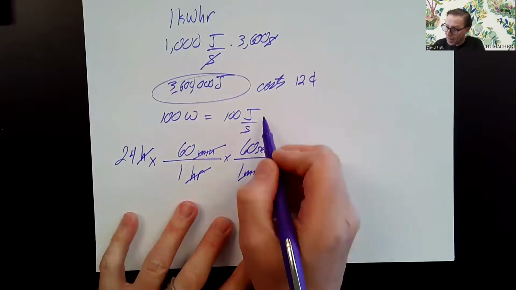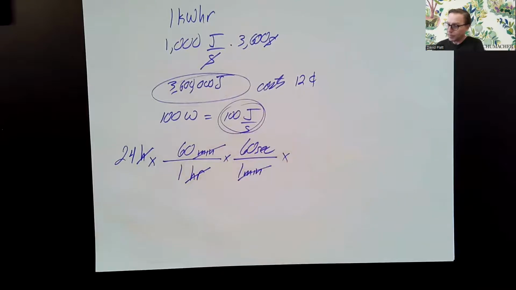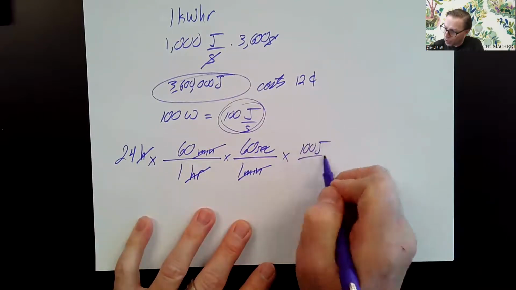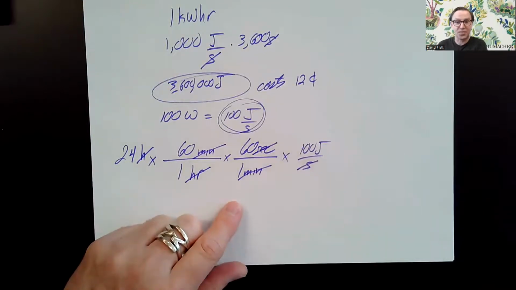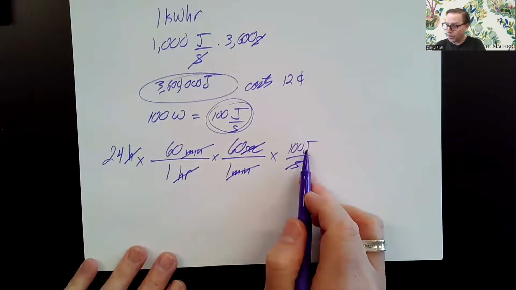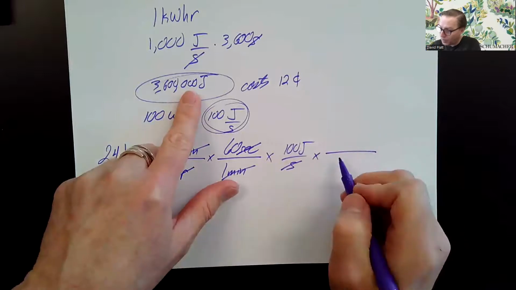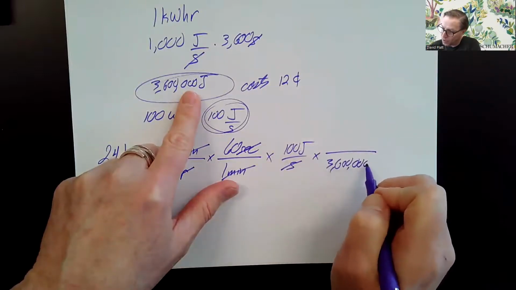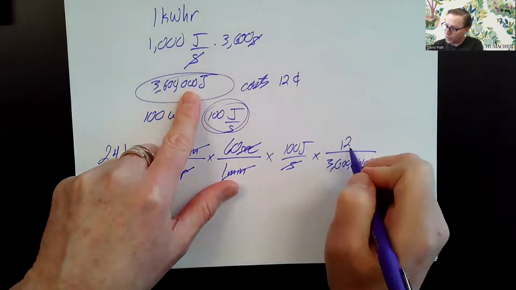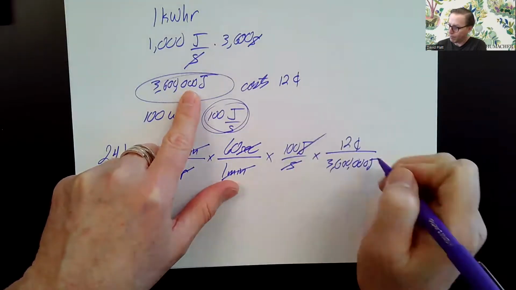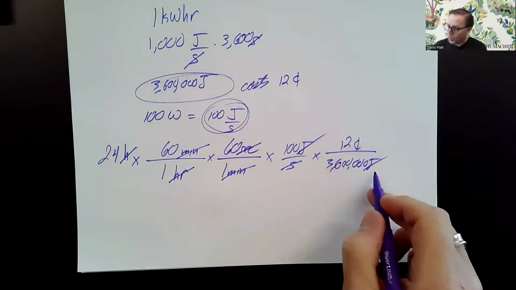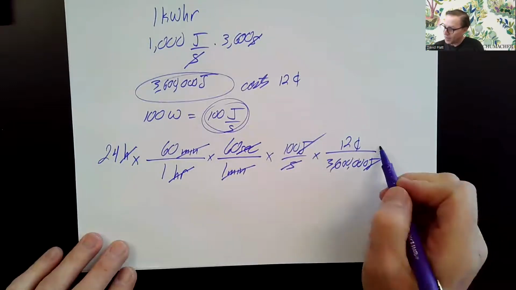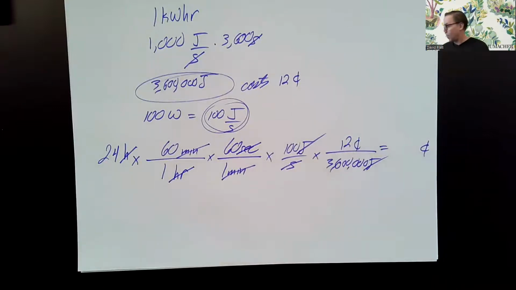And now I can multiply by this. And I'm going to write 100 joules over seconds because I want this seconds and this second to cancel. Now I have how many joules? And I know that 3,600,000 joules cost 12 cents. And again, the way I knew to write joules in the denominator and money in the numerator was so that things would cancel. And now this is going to tell me how many cents that costs. All I have to do now is stick this into the calculator.